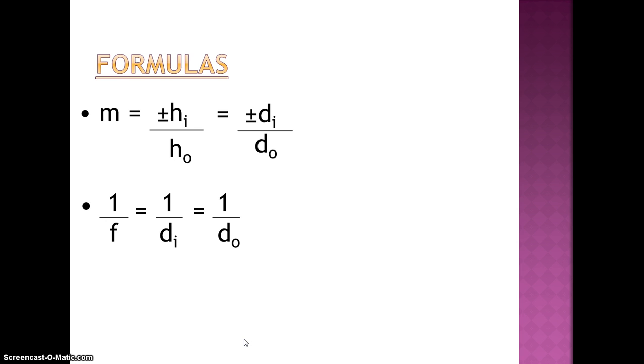In order to solve problems for lenses, you need formulas. There's only 2 main formulas that you use while solving problems for lenses. There's a magnification formula and there's a focal length formula. The magnification formula can determine many things. You can determine the height of the image, the height of the object, the distance of the image, and the distance of the object. M represents the magnification.